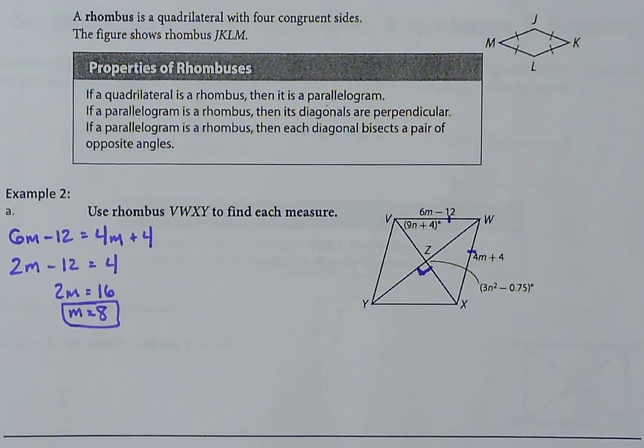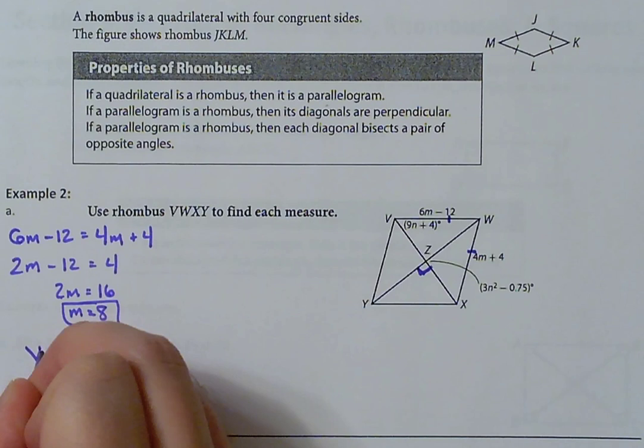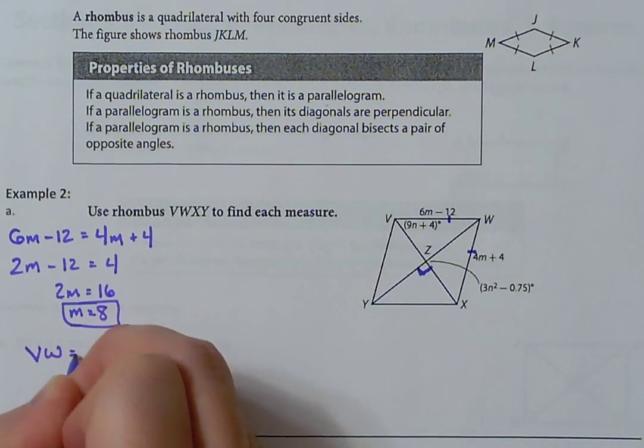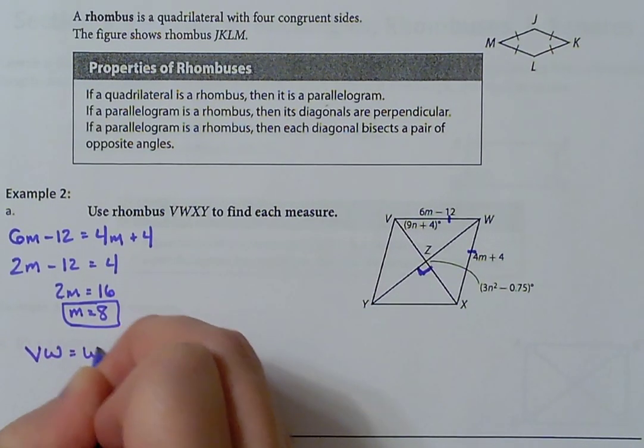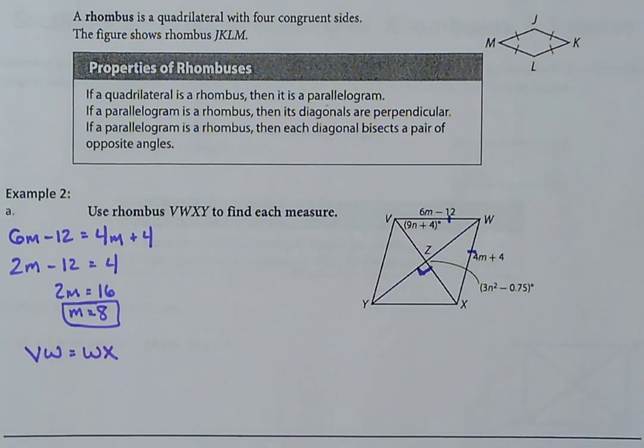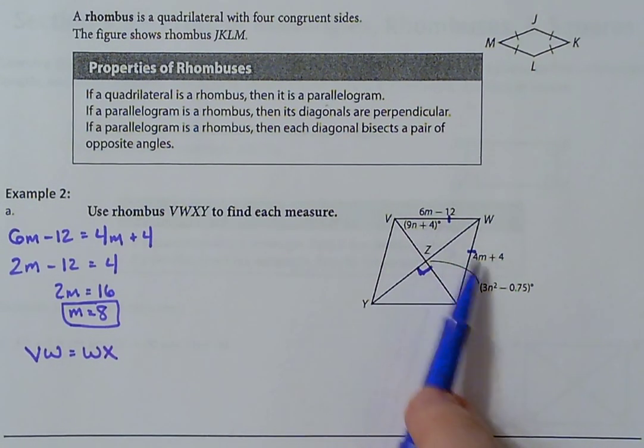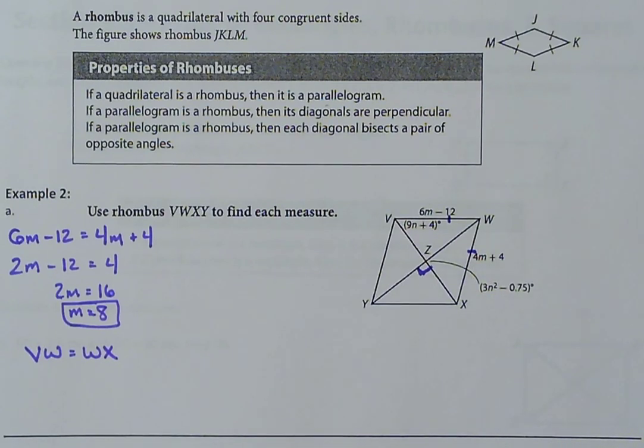One thing that we know is, again, all 4 sides in a rhombus are congruent. So all I really need to do is just figure out what one measure is, and then I can apply that to the other. So I know that VW is equal to WX. So I just need to choose one of these to plug it into. Let's go with the 4m plus 4.